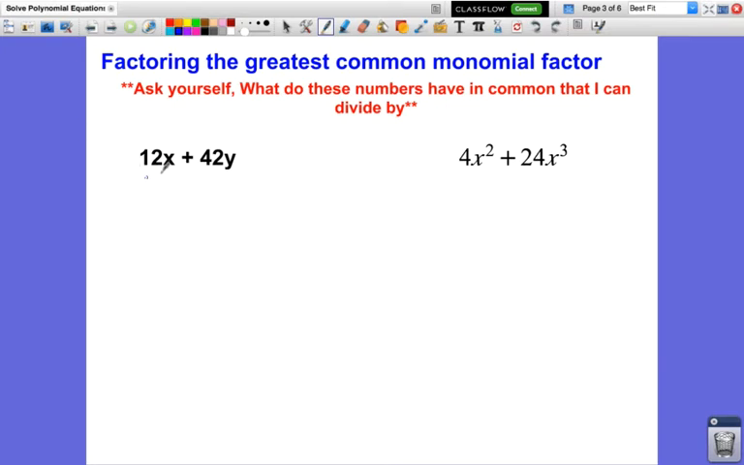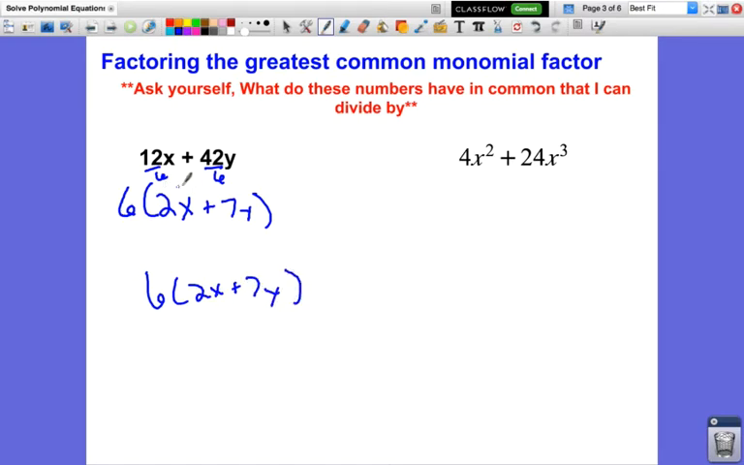And the first thing that comes to my mind is, I know 12 is divisible by 12, but 42 is not. So 12 is not a common factor. But 12 is also divisible by 6, and so is 42. So if I were to divide these by 6, this is like the backwards distributive property. If I were to divide these both by 6, and I were to pull that division out so it looks like multiplication, 12 divided by 6 is 2. I still have my x. 42 divided by 6 is 7, and I still have my y. So the answer is 6 times 2x plus 7y.